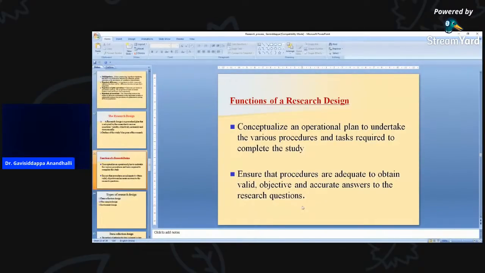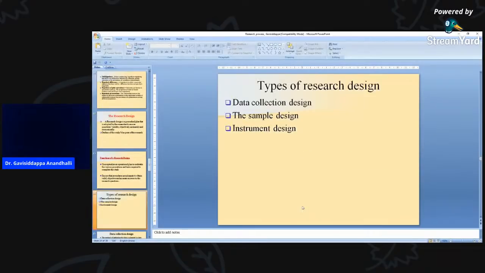Ensure the procedures are adequate to obtain the valid, objective and accurate answer to the research question. There are various types of research designs available with us. One is data collection design, sample design, instrumental design. Data collection design is nothing but formulating and formatting your questionnaire. You have to design the questionnaires for your research work, collecting the data from the respondent.